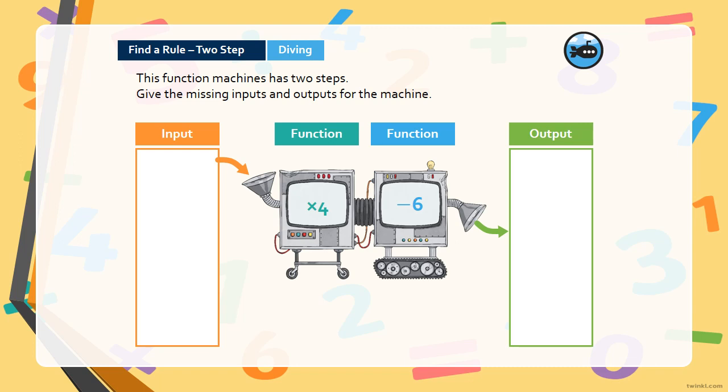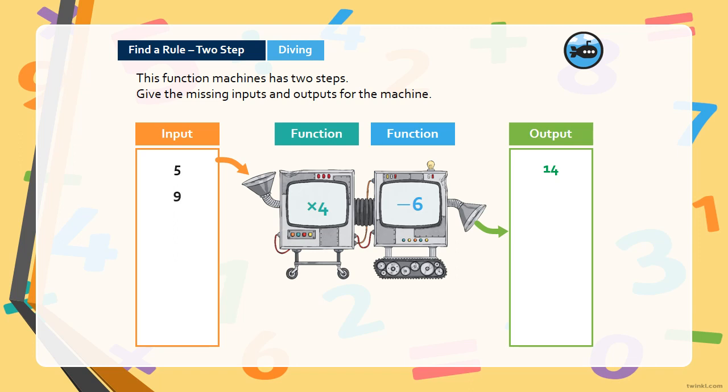So here is a two-step function machine, and I would like you to have a go at working out the input and the output. So the first one we did together, we did 5 times 4 minus 6, and we worked out that it was 14. So now I'd like you to have a go at going through each of these and trying to find out either the input or the output.